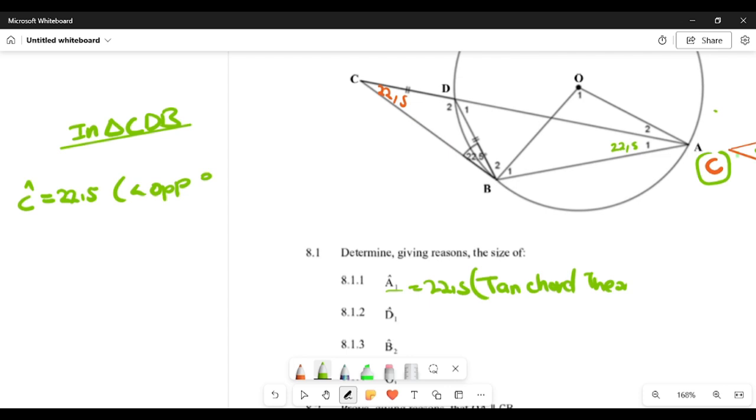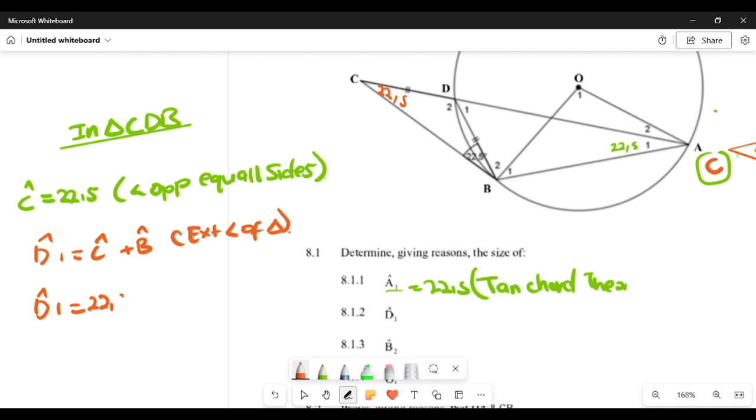Angles opposite equal sides. So I've mentioned that angle C is equal to 22.5, and I'm going to mention that D1 is going to be equal to angle C plus angle B. Why? This is an exterior angle of a triangle. As a result, D1 is going to be equal to 22.5 plus 22.5, which would be equal to 45 degrees. So D1 is equal to 45.